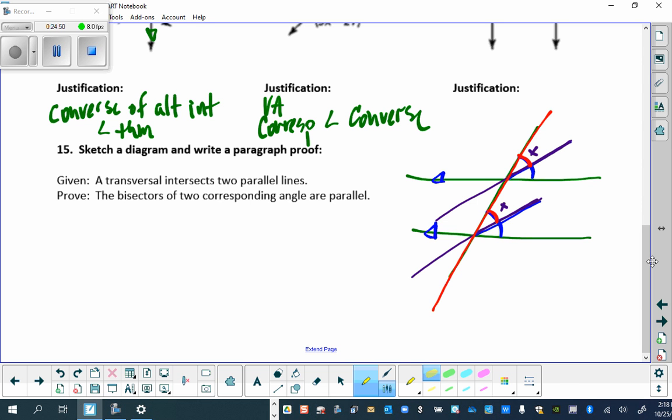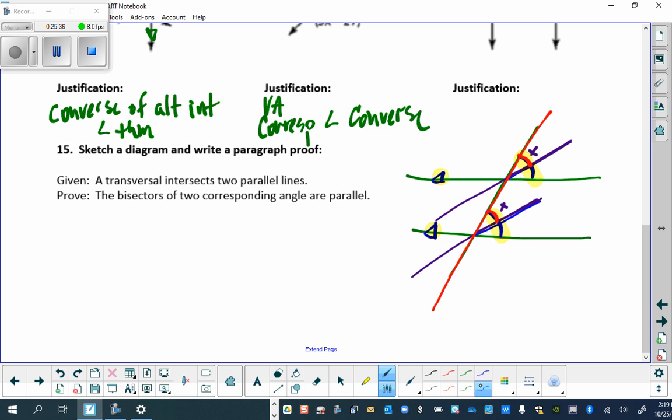Sketch a diagram, write a paragraph, prove. If a transversal intersects 2 parallel lines, so I already have my lines parallel, I know that that's true. I want you to prove that the bisectors of the two corresponding angles are also going to be parallel. So what's interesting here is I have my corresponding angles congruent because the lines are parallel. If two lines are parallel, then corresponding angles are congruent. By definition, a bisector divides that angle measure evenly into two. So those values of each of the bisected angles are going to be equal.